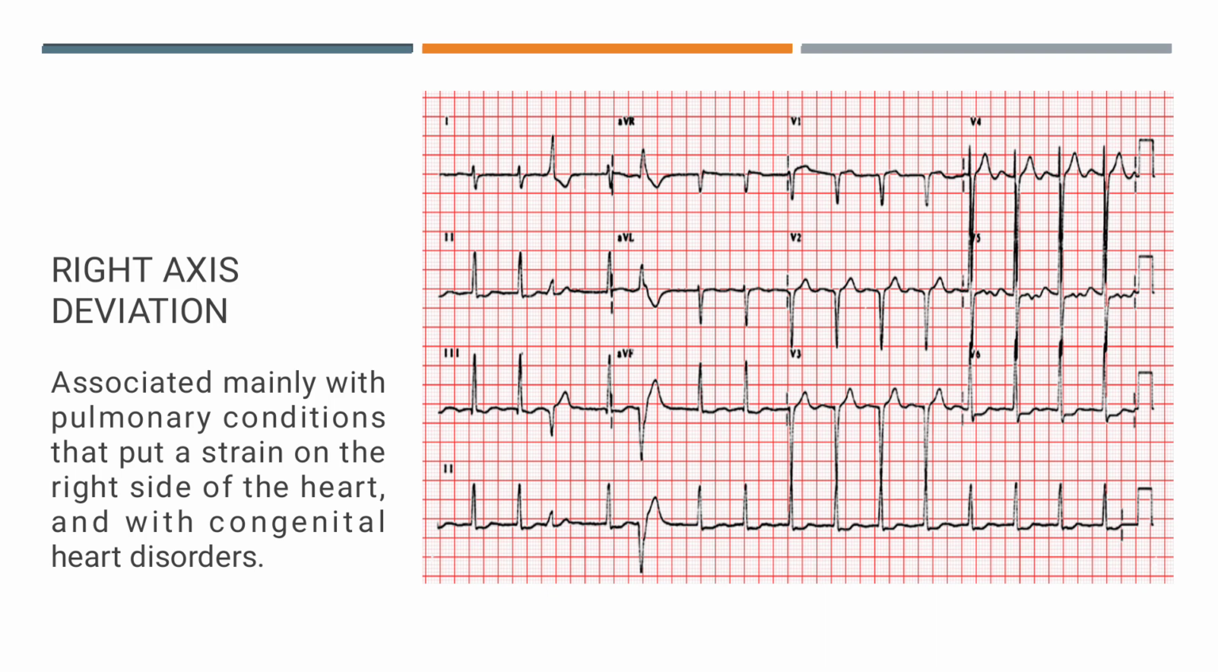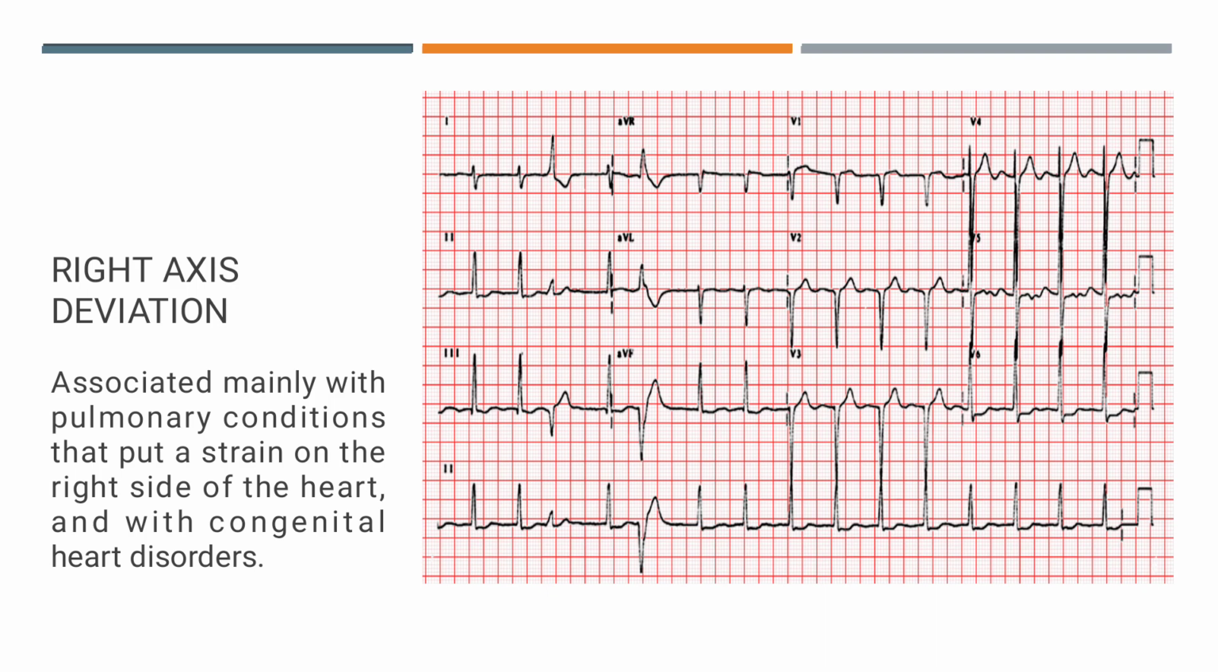Now, let us see what right axis deviation is. For axis deviation, you need to check leads 1, 2, and 3. If lead 1 is in negative polarity, that means if you get a downward wave in lead 1, that indicates right axis deviation.